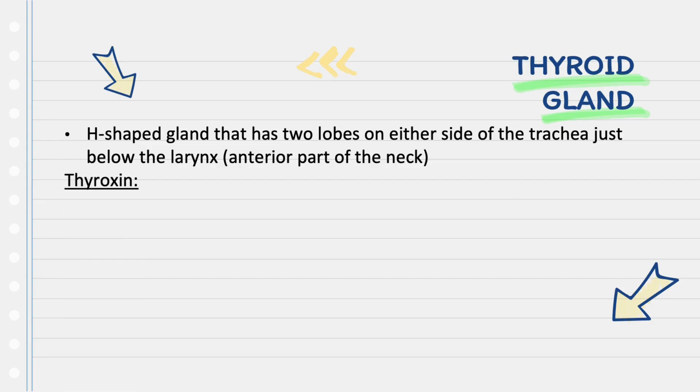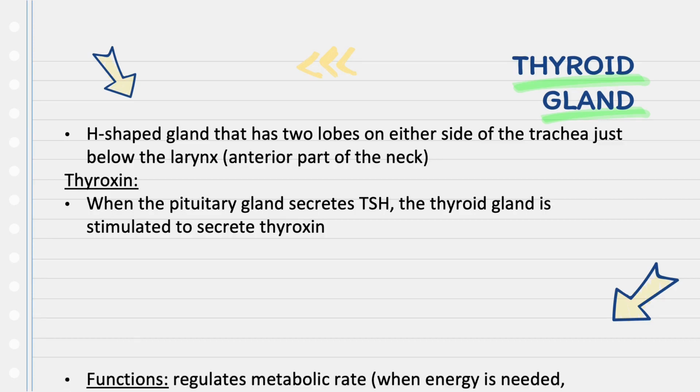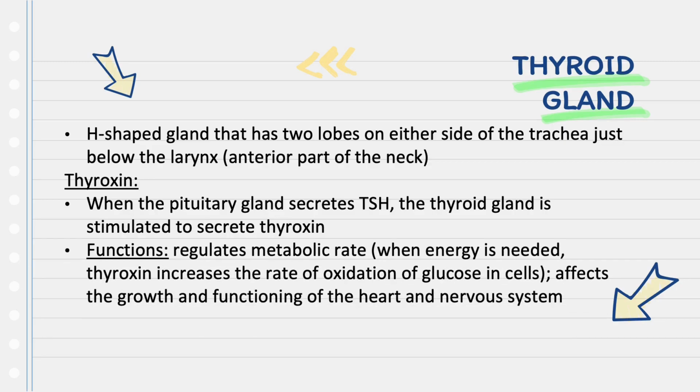Thyroxine is the hormone that is secreted by the thyroid gland. When the pituitary gland secretes TSH, the thyroid gland is stimulated to secrete thyroxine. The function of thyroxine is that it regulates metabolic rate, which means that when energy is needed, thyroxine increases the rate of oxidation of glucose in the cells. Another function is that it affects the growth and functioning of the heart and nervous system.